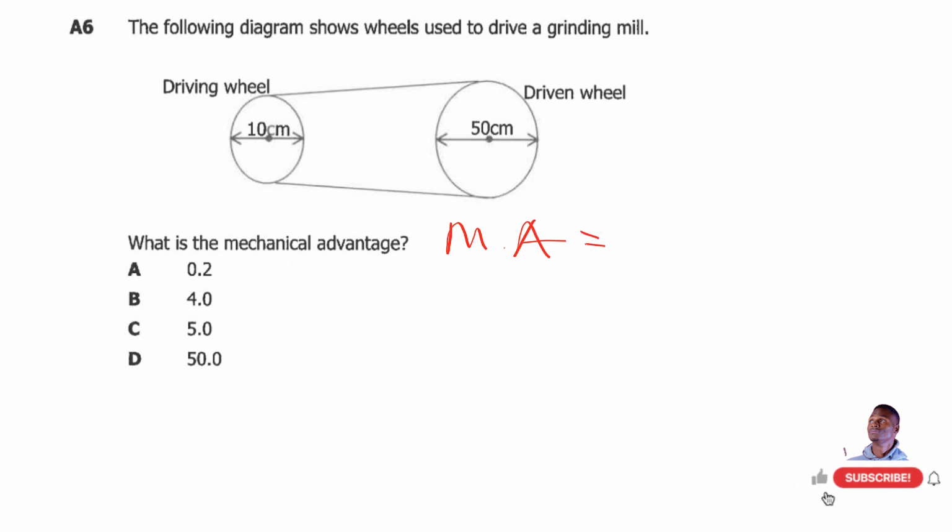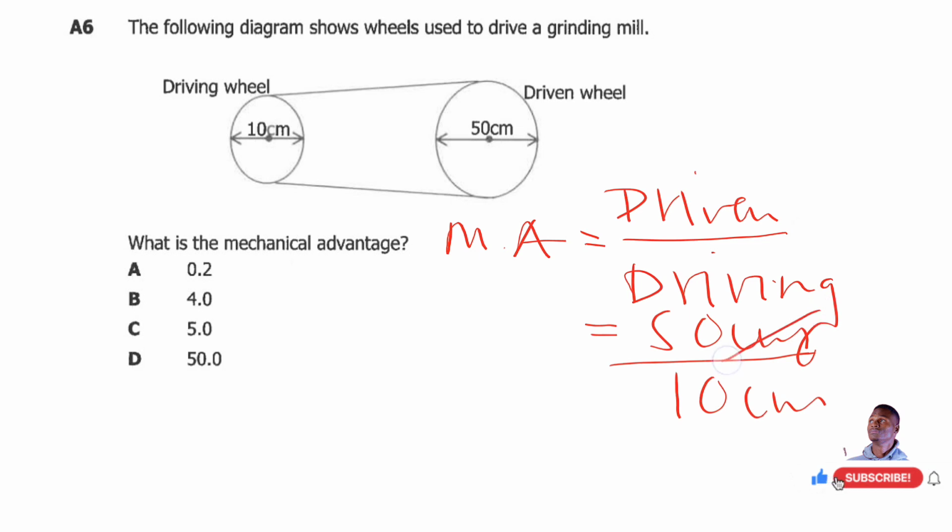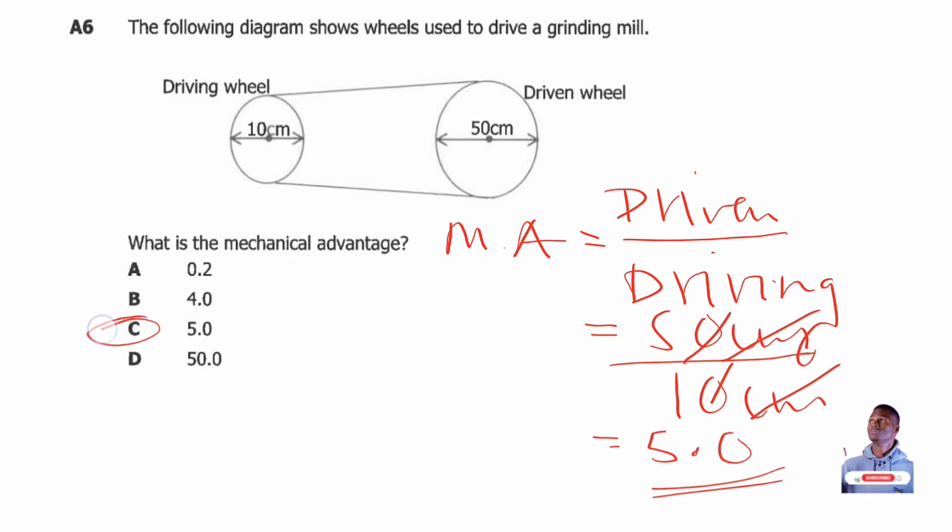Mechanical advantage is equal to driven over driving. It is a ratio. Driven is 50 centimeters, then driving is 10 centimeters. Centimeters cancel, the 0s cancel, 1 into 5 is just 5.0. It's a ratio, so no units. So C here is the answer. Don't waste time here. Let's proceed.